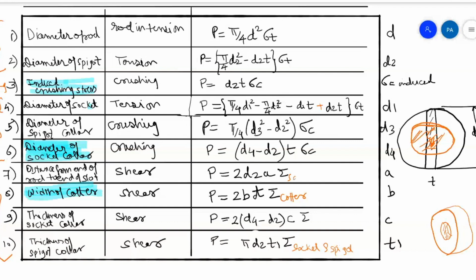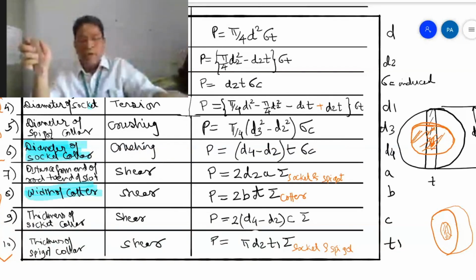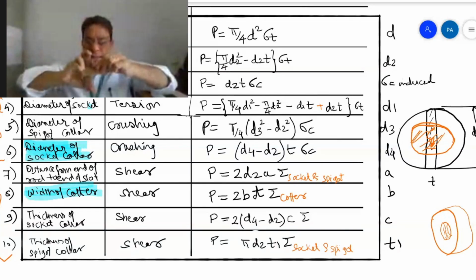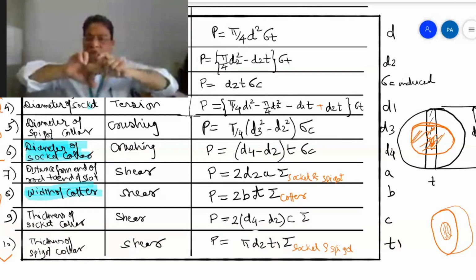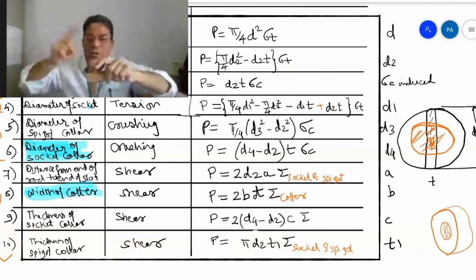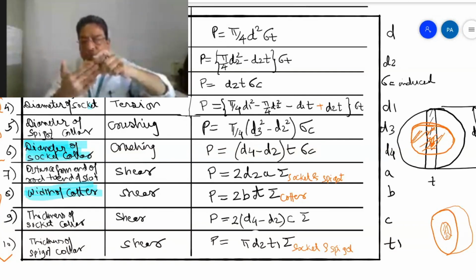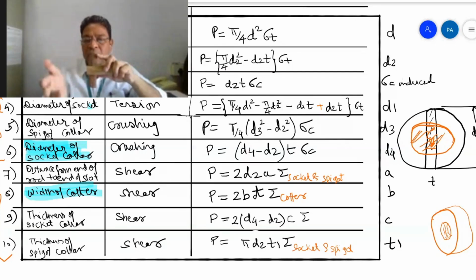Socket and spigot. Now if you have understood this, that in this case, we are not concerned with the strength of this because we are not concerned with the failure of this Cotter. We are concerned with the failure of this spigot. So since we are concerned with failure of spigot, we are interested in the strength of this.